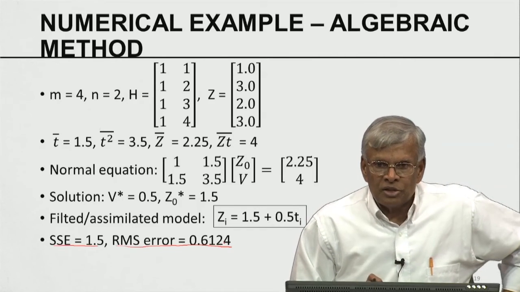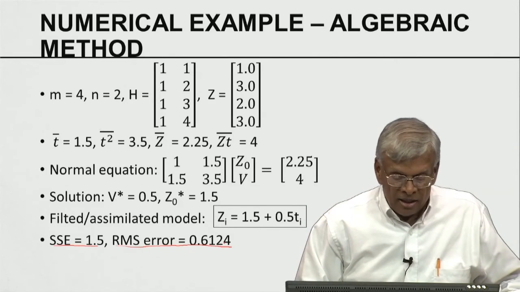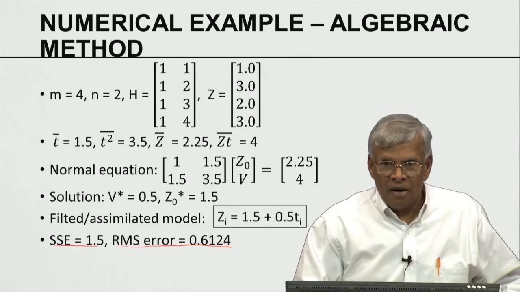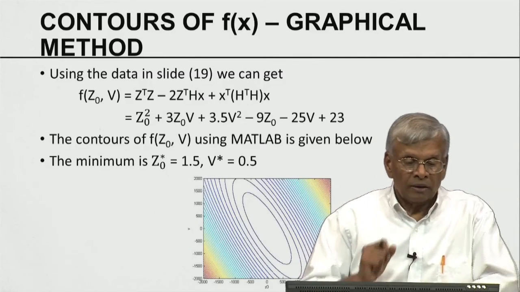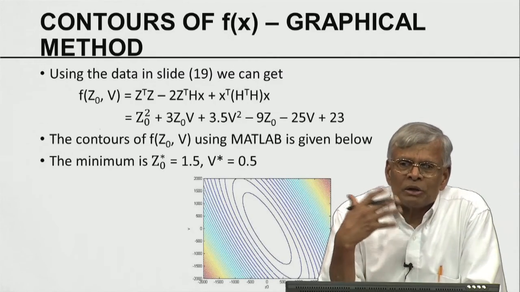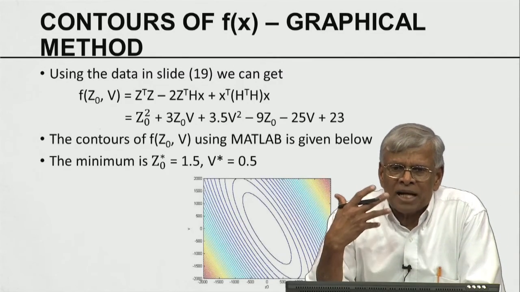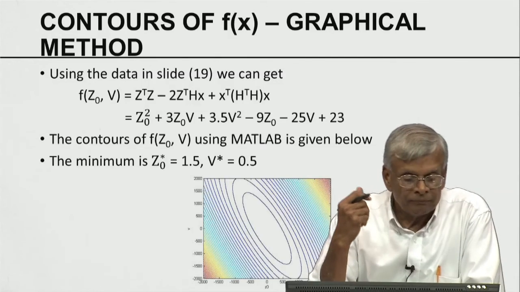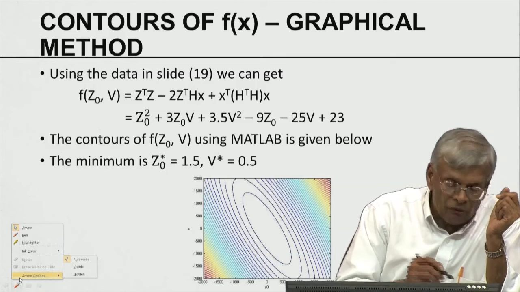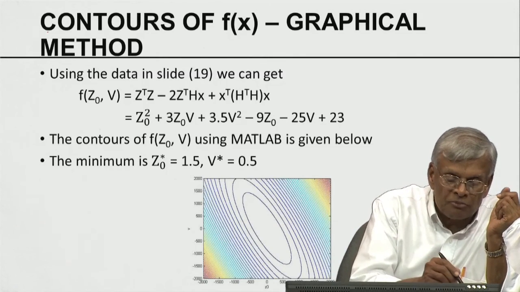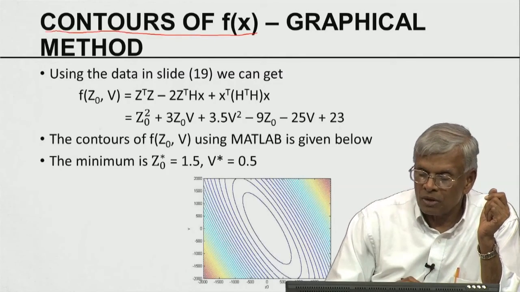I think it is better to do these calculations and verify the correctness of these things to get a feel for how to do the least square computations. Now I'm going to graphically define the solution because it is a simple case, 2 by 2. So I can define what are called contours of f of x. What are contours? Contours are the locus of points with a constant value.